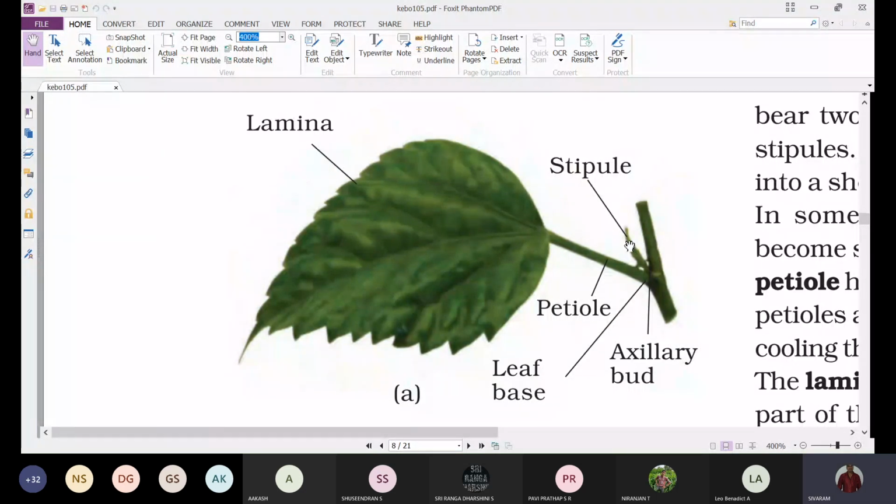In all leaves, the stipules are not present. In some plants only we find the stipules, and in some plants the leaf base does not possess stipules. If the stipules are present in the leaf, we call it stipulate. The leaf is stipulate, we say.